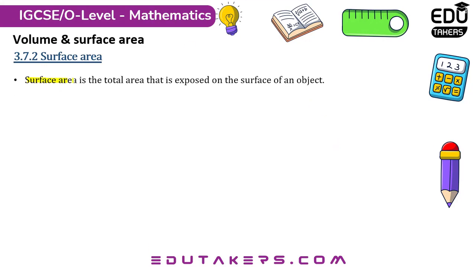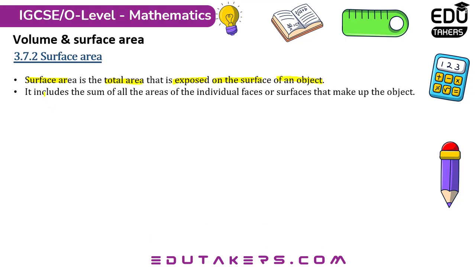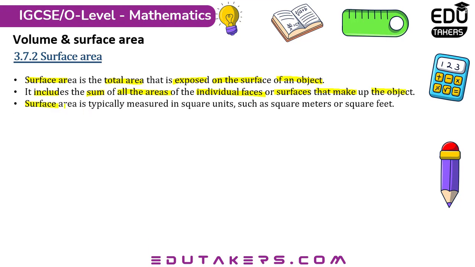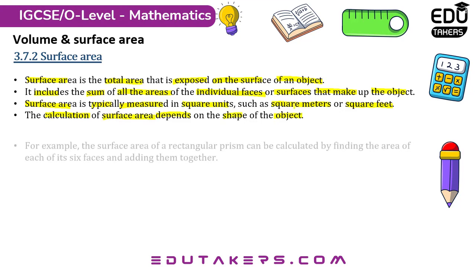Surface area. Surface area is the total area that is exposed on the surface of an object. It includes the sum of all the areas of the individual faces or surfaces that make up the object. Surface area is typically measured in square units such as square meters or square feet. The calculation of surface area depends on the shape of the object.